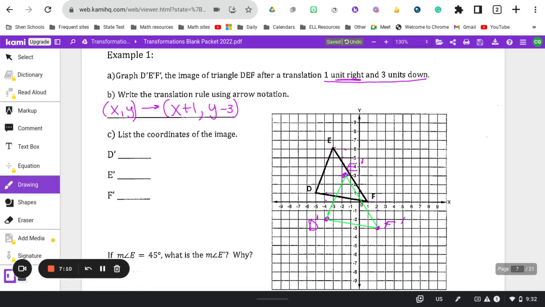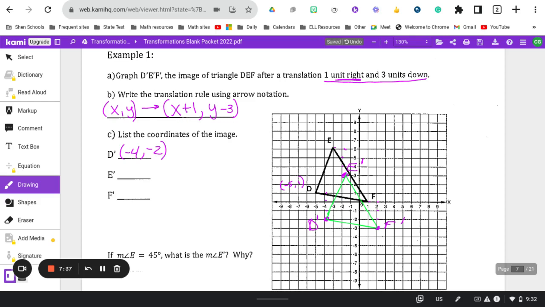Or I can pay attention to that function rule. And I could list the pre-image coordinates. So like D was at -5, 1. So if I add 1 to -5, I get -4. And if I subtract 3 from 1, I get -2. And look at that, that's where D prime is. That's where we plotted it, -4, -2.